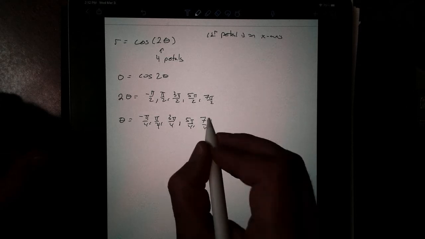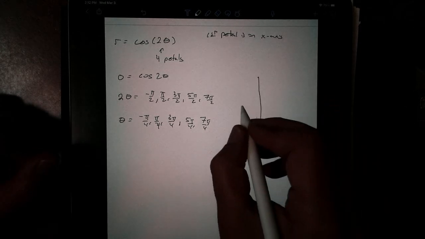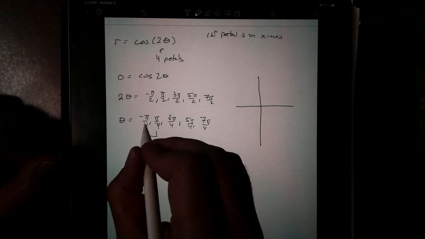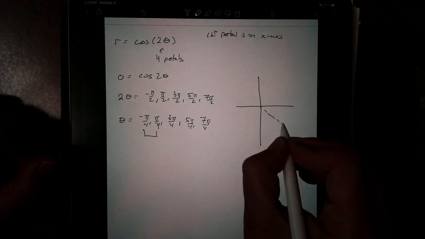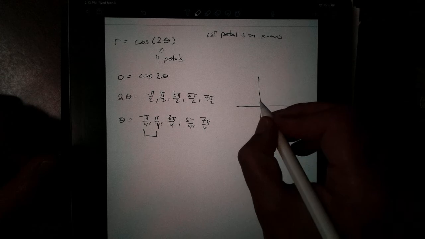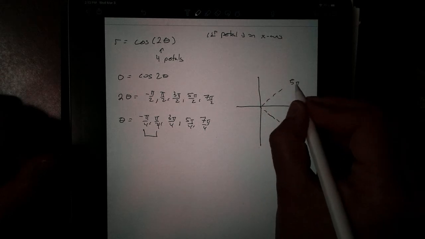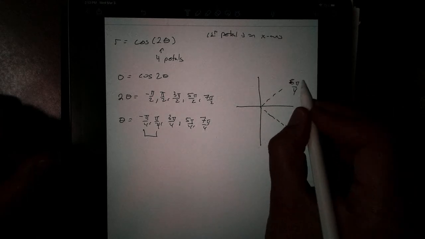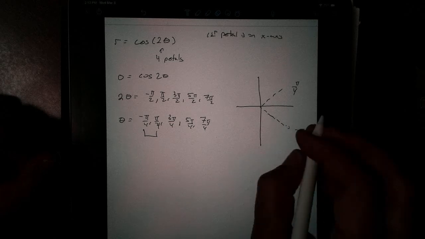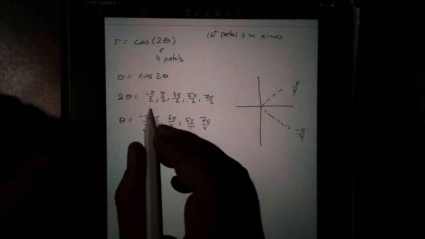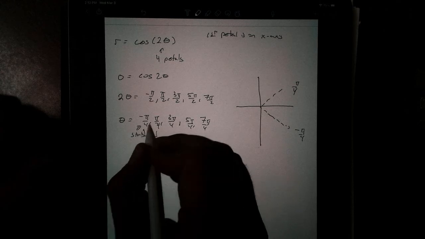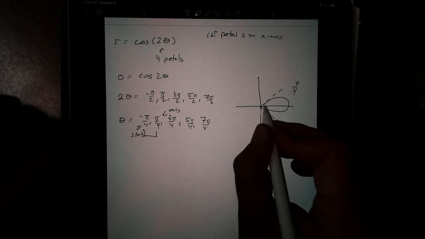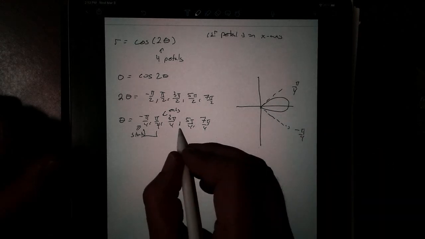So when I graph it, let's just graph the first petal, because in calculus that's all we really want. I'm starting at negative pi over 4, and my petal ends at pi over 4, and that's how far out it goes. So my petal starts here at negative pi over 4 and ends at pi over 4.